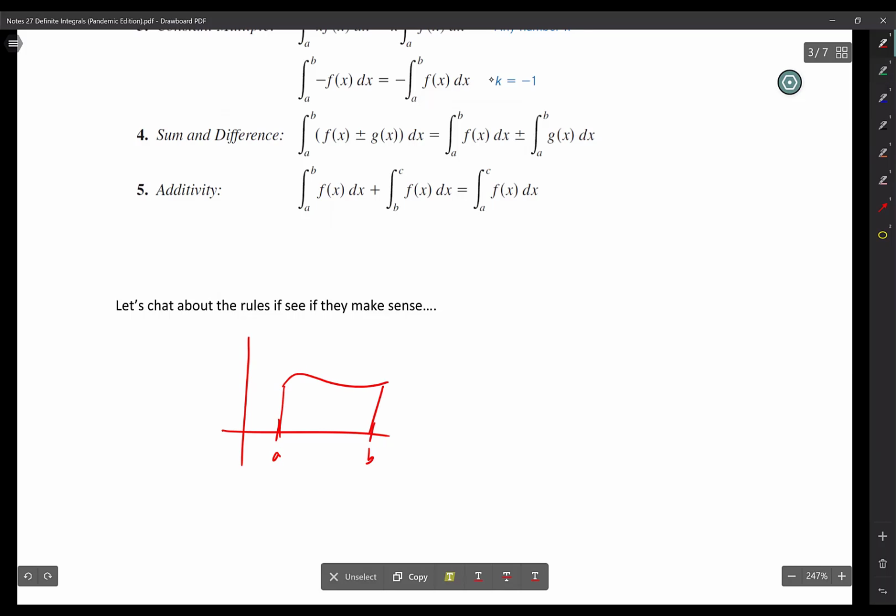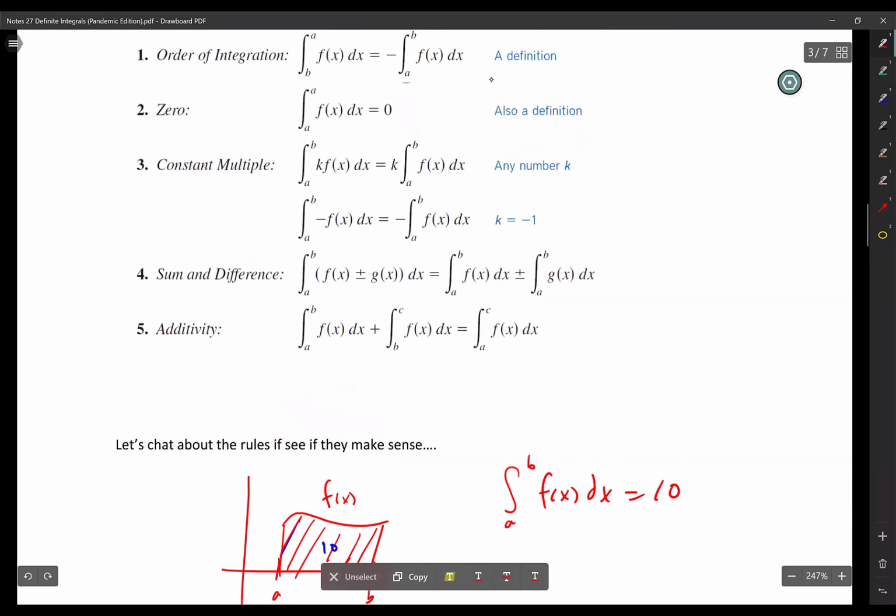And again, this is still 10. So right now I have the integral from A to B of f of x dx, and that is 10. It makes sense. So I'm doing number one, order of integration.